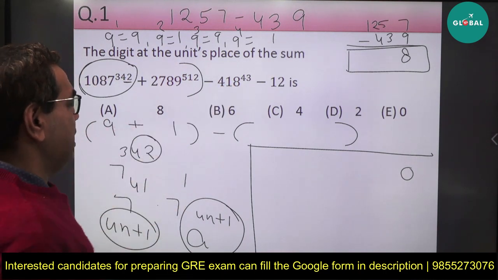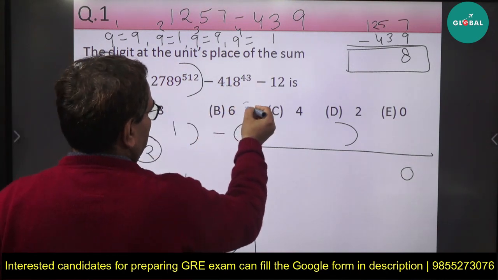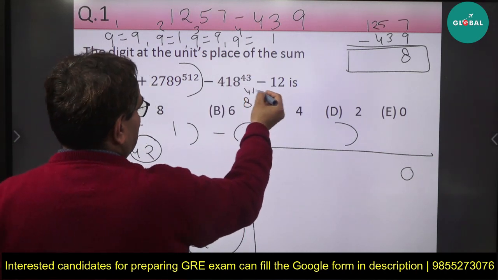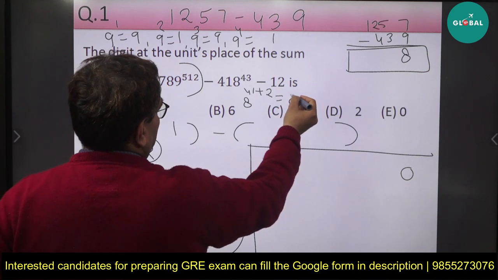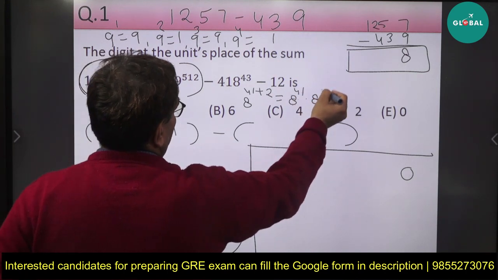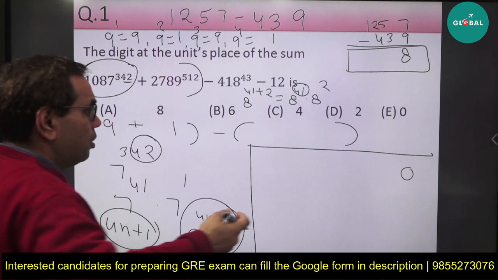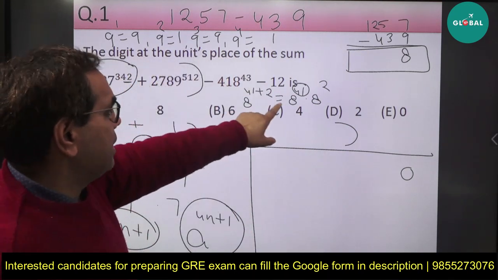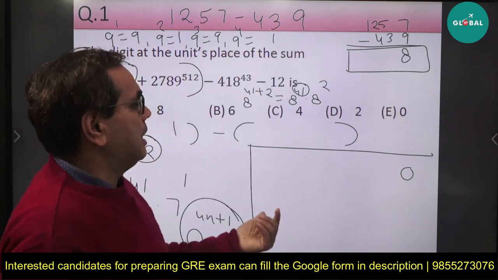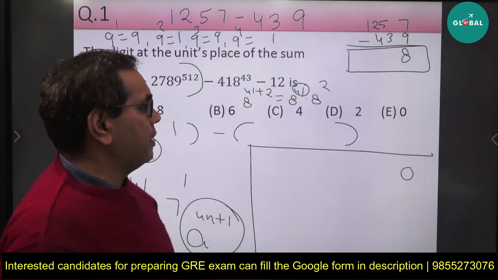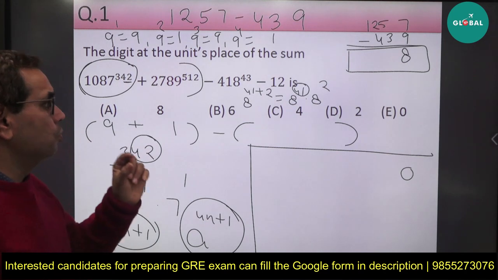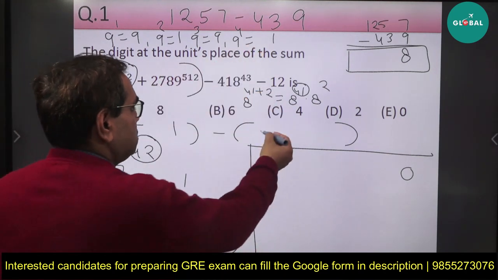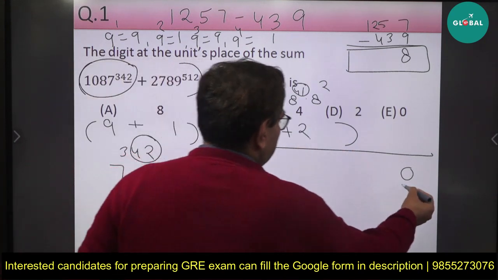here also we have a to the power 43. So a to the power 43 matlab 41 plus 2 equal to a to the power 41 into a to the power 2. 41 is in the form 4n plus 1. ठीक है, 4 into multiple plus 1. So digit at the unit place of this number will be 8 itself. Now this 8 into 8 square, so 8 cube. So 2, we get 2, and this is also 2. So we get 4. Okay, 2 plus 2, 4. So this digit is 4.